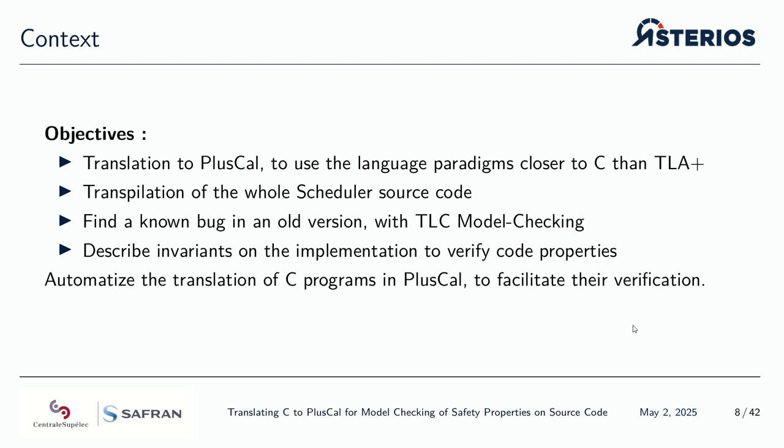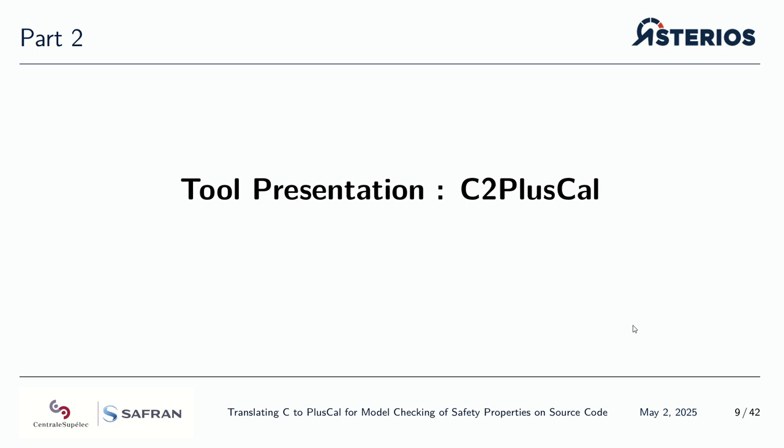To see if the verification of the scheduler could be interesting for the company, we tried to find a known bug in an old version of the scheduler source code with TLC model checking. We also want, with this translation, to describe invariants on the implementation to verify code properties that we want the scheduler to satisfy. So the main idea of all this is to automate the translation of C programs to PlusCal to facilitate their verification. Now I will present a bit the tool.